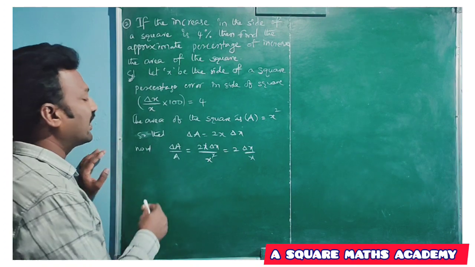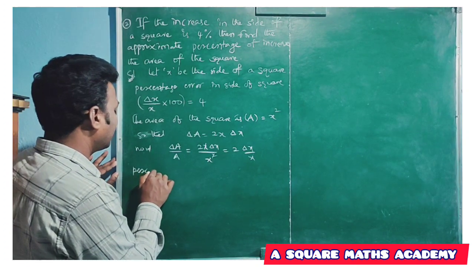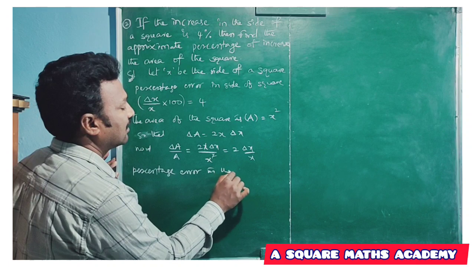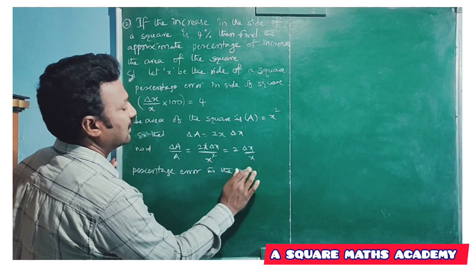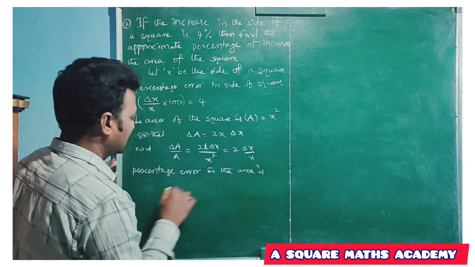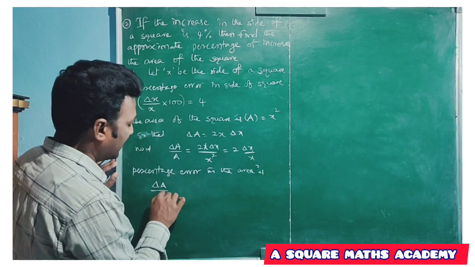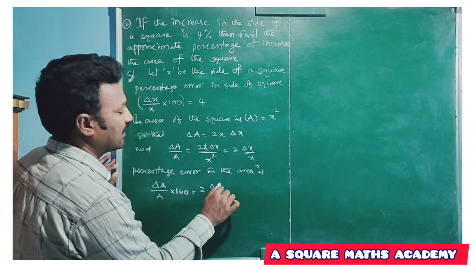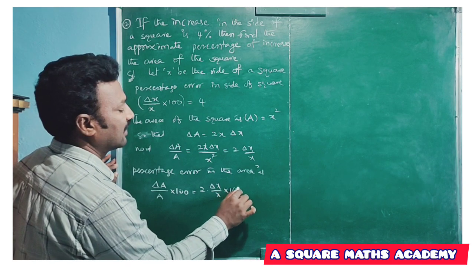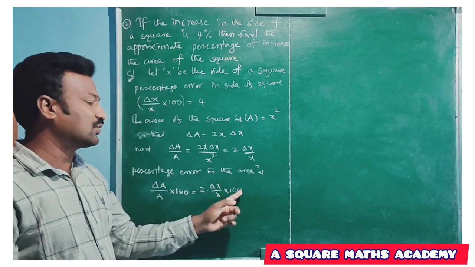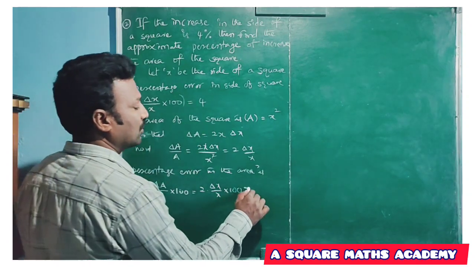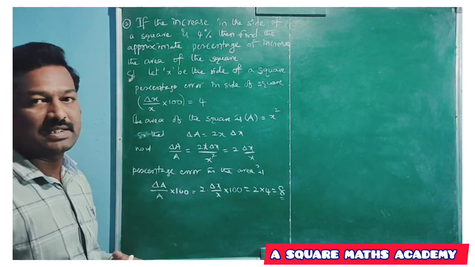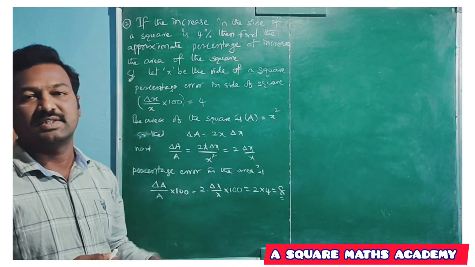So now we find the percentage error in the area, which is delta A by A into 100. So that equals 2 into delta x by x into 100. This value we already know as given, that is 4. So 2 into 4 equals 8 we get here. This is the percentage error in the area. Okay, now see here.